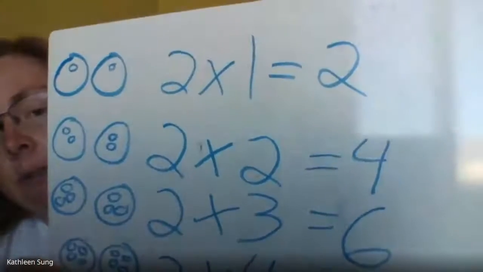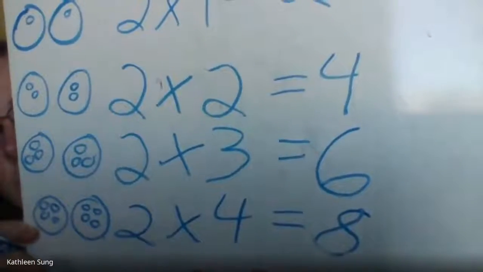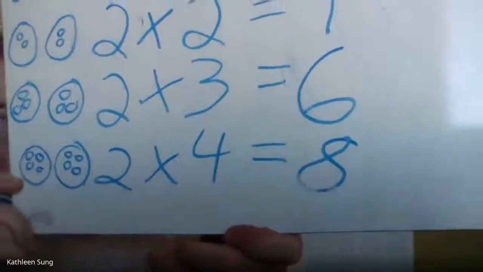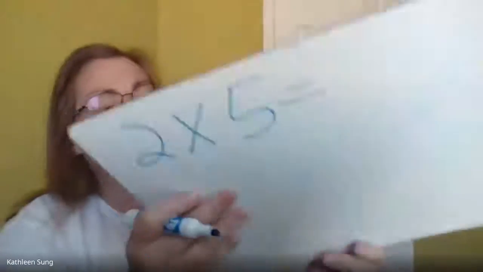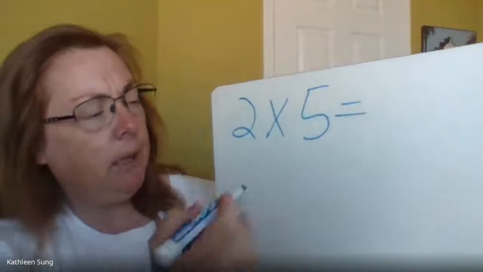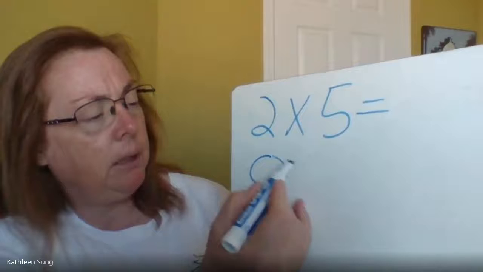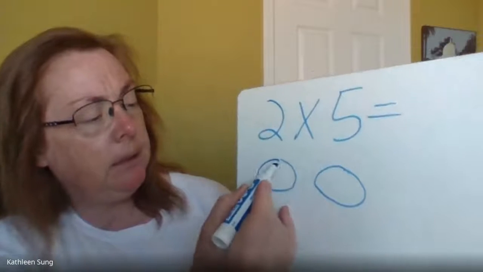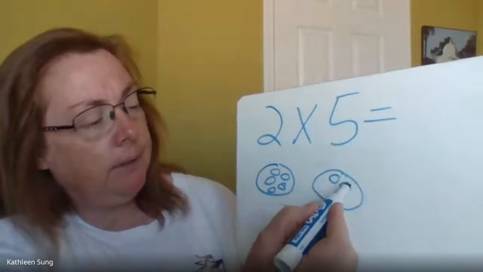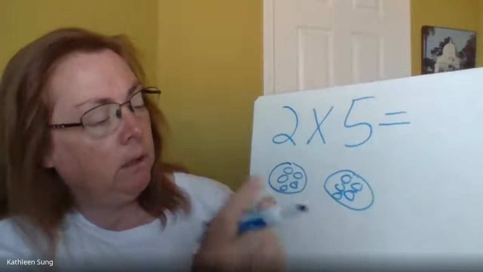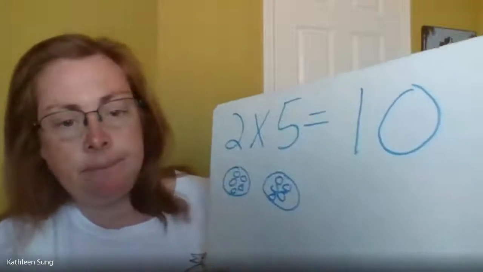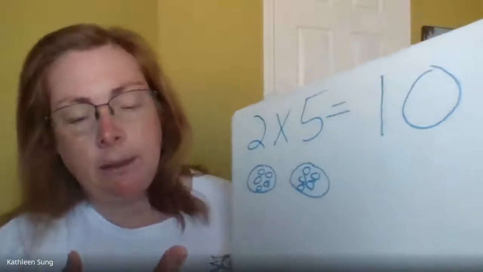So 2 times 1 is 2. 2 times 2 is 4. 2 times 3 is 6. 2 times 4 is 8. So we've got 2, 4, 6, 8. What would 2 times 5 be? Well, if we solve it using our pictures, I've got 2 plates, and each plate has 5 cookies on it. 5 and 5 is 10.